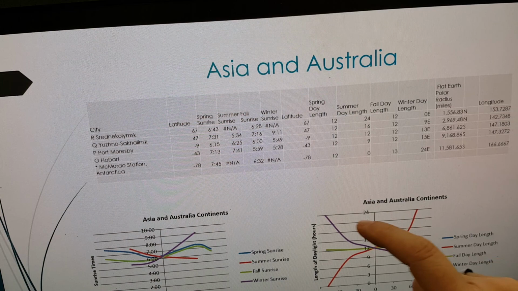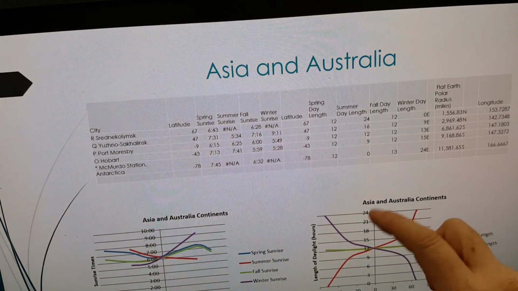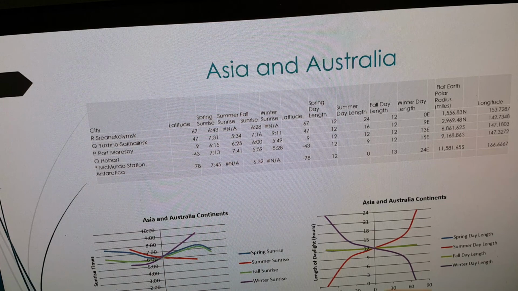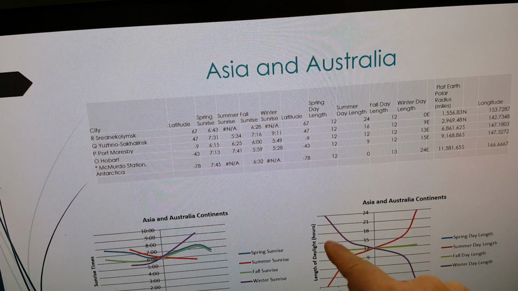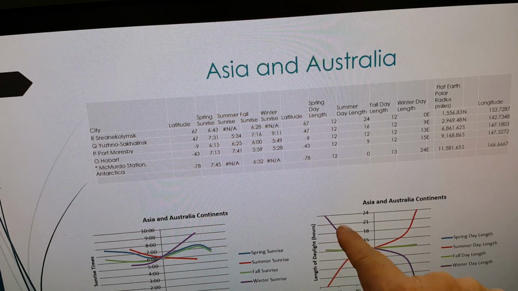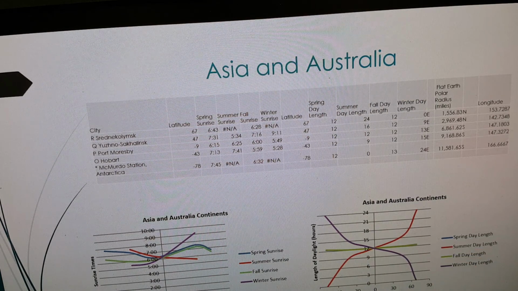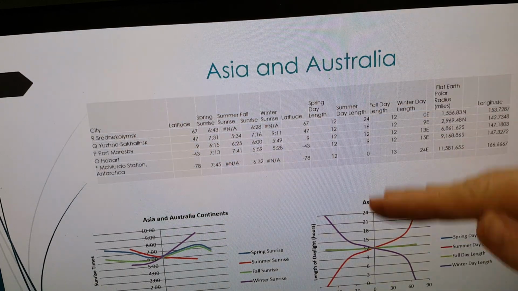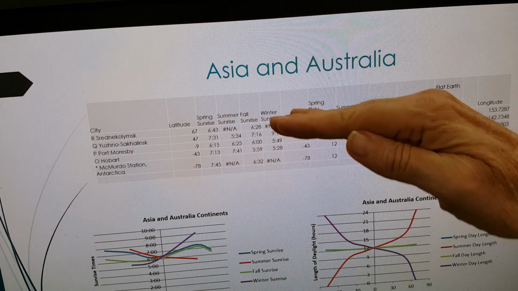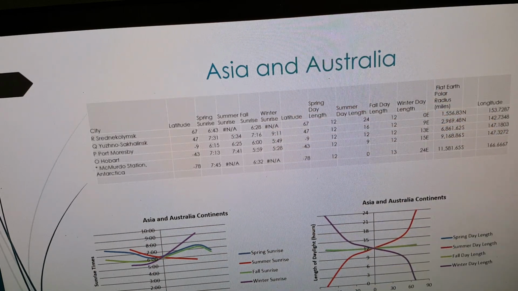And this point down here, which happens to be on Antarctica, we have 24-hour days in the winter solstice, and 24-hour night during the summer solstice. So they follow each other exactly everywhere on the Earth. And each latitude kind of follows each other, as you can see on this chart.